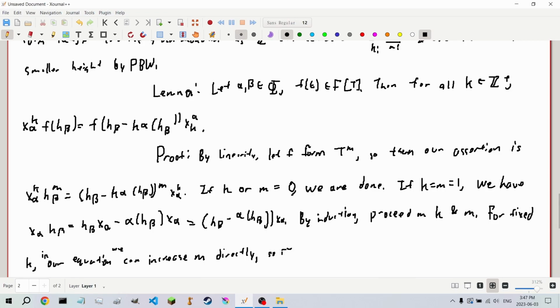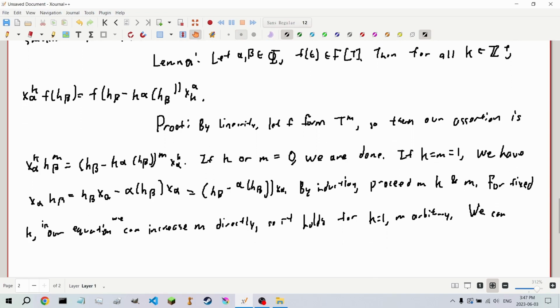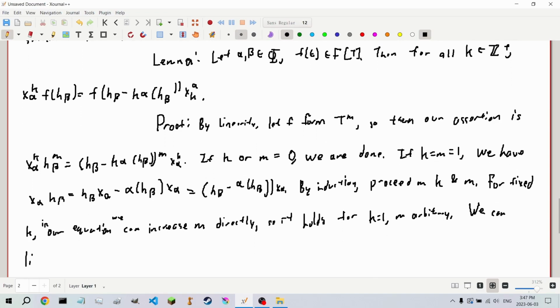So our equation holds for K equals 1, M arbitrary. We can likewise, this is kind of a non-proof, but we can likewise expand our K.